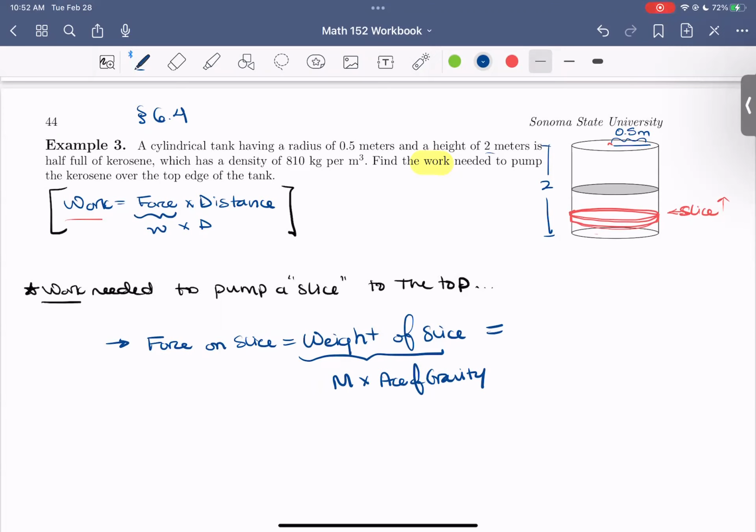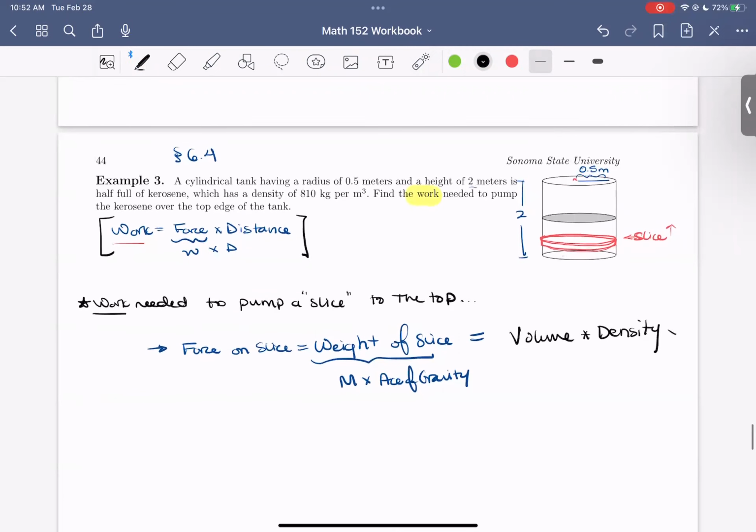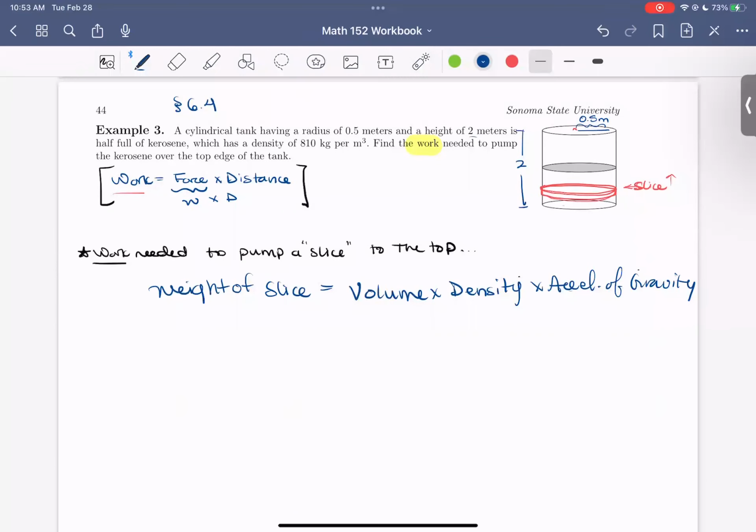For a given slice here, we can determine its volume, and we can determine its density because we're given that value in the problem. Then we're just going to multiply by the acceleration due to gravity. Let me pause here and rewrite this so we don't get to the end of the page. Okay, so here I've rewritten: weight of a slice is going to be volume times density, because that gives us the mass, times the acceleration of gravity.